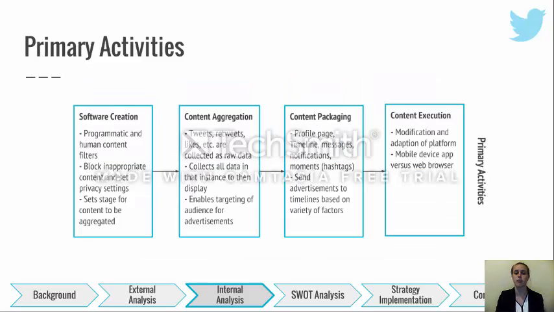Looking at the primary activities in more depth, we start with software creation. What this is, is algorithmic and human content filters. Anytime you tweet something, the underlying network filters out whatever you tweet, and it blocks any inappropriate content and sets these privacy settings. So if you tweet something inappropriate, they'll block it out and no longer let you tweet it.